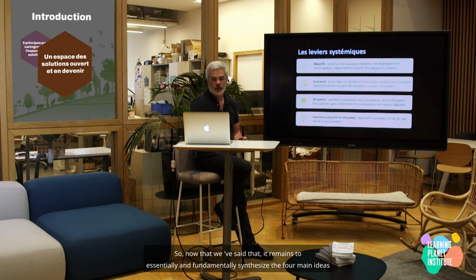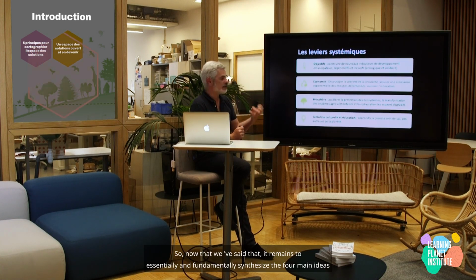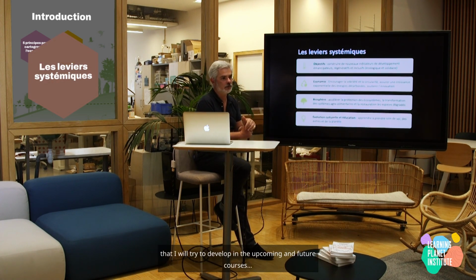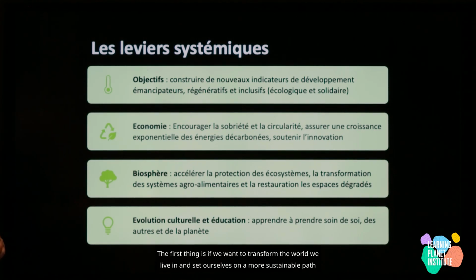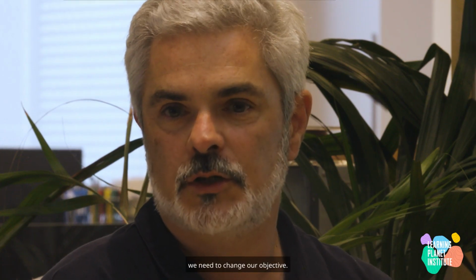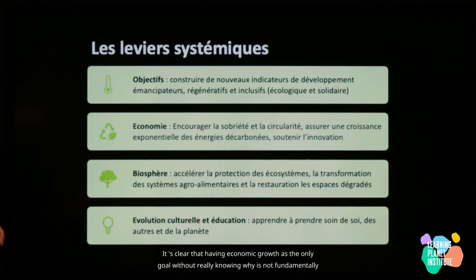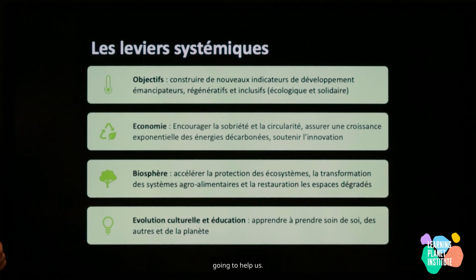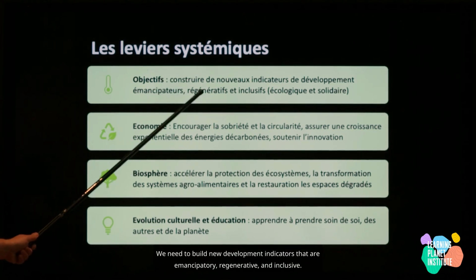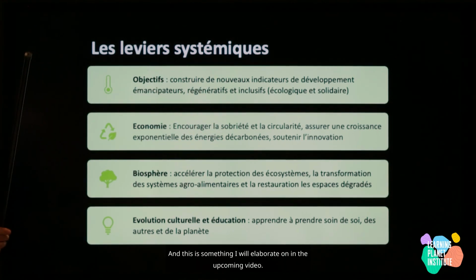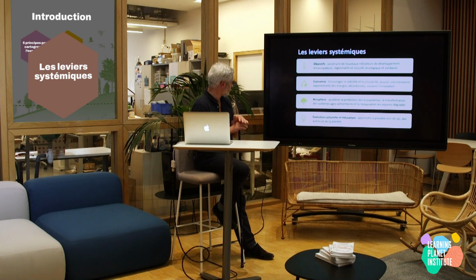So now that we've said that, it remains to essentially and fundamentally synthesize the four main ideas that I will try to develop in the upcoming and future courses. The first thing is, if we want to transform the world we live in and set ourselves on a more sustainable path, we need to change our objective. It's clear that having economic growth as the only goal without really knowing why is not fundamentally going to help us. We need to build new development indicators that are emancipatory, regenerative, and inclusive. And this is something I will elaborate on in the upcoming video.